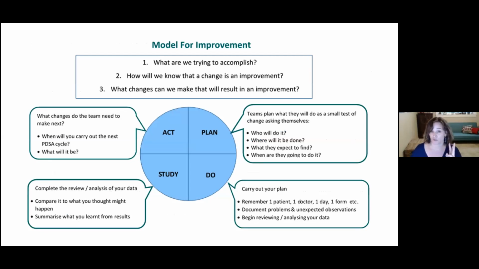So I mentioned 3 key questions in the Science of Improvement model. So 1, what are we trying to accomplish? 2, how will we know that a change is an improvement? And 3, what are the changes we can make that are going to get us that improvement? And this is really about creating your aim statement. Once you have that, you move into your cycle of plan, do, study, act.